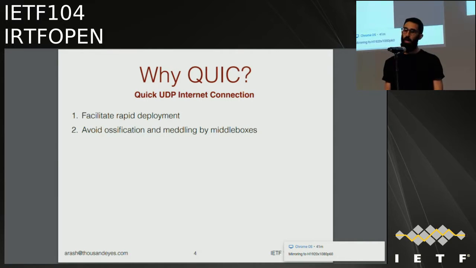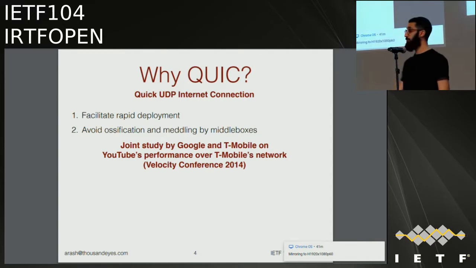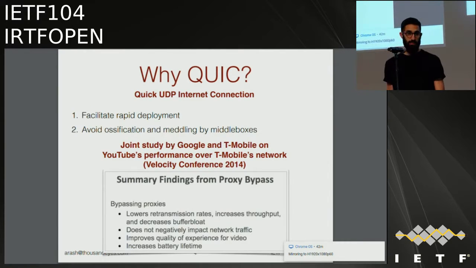One of the examples that I find very interesting was a joint work by Google and T-Mobile. It was a few years ago, presented at Velocity Conference, where they looked at YouTube's traffic over T-Mobile's network and how it interacts with their web proxies. This is a summary of findings from their slides. They found that it's better that YouTube traffic does not go through the proxies because they're hurting performance. And I don't want to point any fingers at T-Mobile or YouTube.